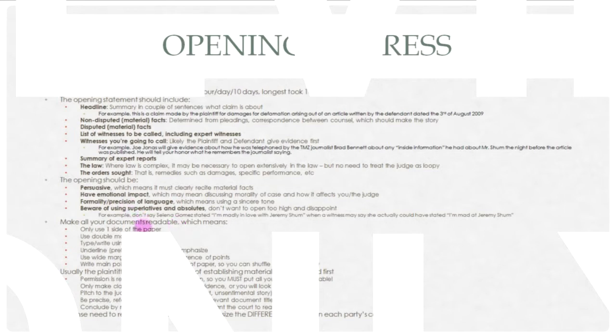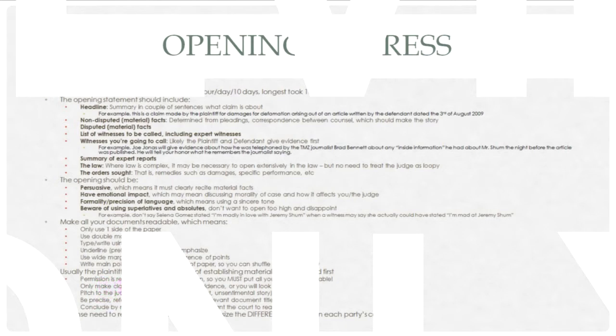Make all your documents readable, which means only use one-sided pieces of paper, use double margins, type or write using black, underline, so preferably using black to emphasize, use wide margins to align cross-references of points, and write main points on separate pieces of paper so that you can shuffle your notes easily. Usually a plaintiff who has the burden of establishing material facts is called first. Permission is required for a party to reopen, so you must put all your cards on the table and not be required to reopen later on if you get kicked out.